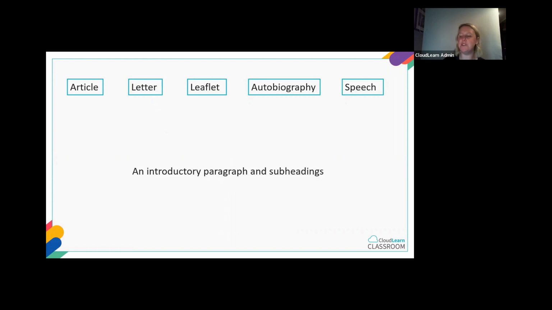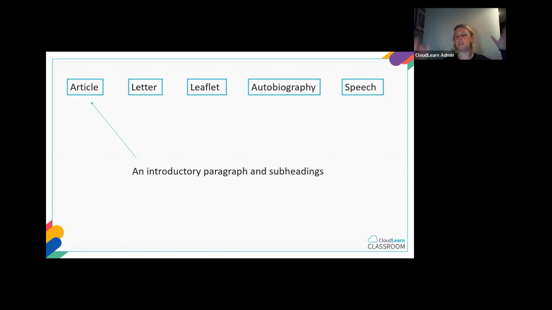What about an introductory paragraph and subheadings? Where would we find that? So like we've said before, some of these might apply to lots of different examples. So an introductory paragraph, you would definitely get that in an essay, wouldn't you? But what about subheadings as well? What sort of writing form would we find both of those in? A leaflet, Nick, you think a leaflet, an introductory paragraph and subheadings? Yeah, you would see that in a leaflet. An article, Tabitha, yeah, definitely. An article is the one I was going for.